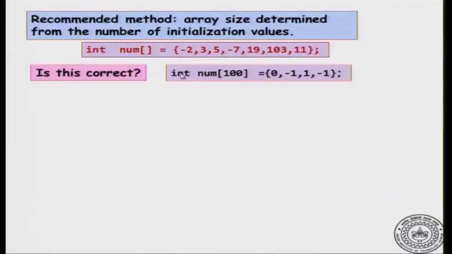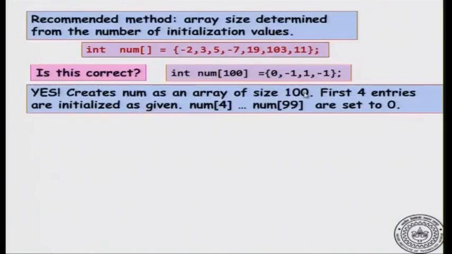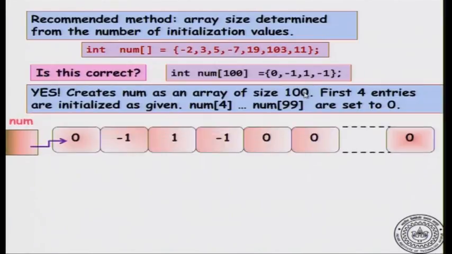If I declare an array num of size 100 and give 4 initial values. Okay. So this is correct. It creates num as an array of size 100. The first 4 entries will be initialized as given. So num[0] will be 0, num[1] will be -1, num[2] will be 1, num[3] will be -1, and then num[4] until num[99] they are all set to 0. Okay, so after the initialization the array will look as follows. The first 4 values are what we gave and the remaining values are zeros.